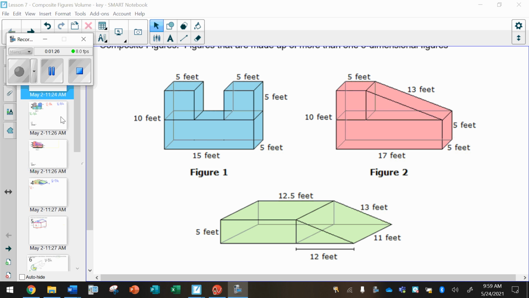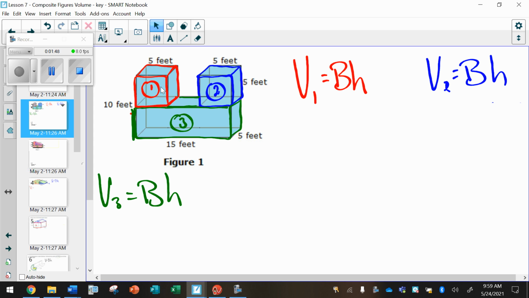So when you're breaking these three-dimensional objects up into smaller parts, make sure they're smaller parts that are manageable for you. Each person might view it a little bit differently as to which parts we should use. Some of them are a little more obvious than others. For example, for this first one, figure number one, it looks like two cubes and a rectangular prism. So find the volume of those three sections. You got a cube, and your rectangular prism at the bottom. Just find the volume of those three things, add them together, and you're all set.